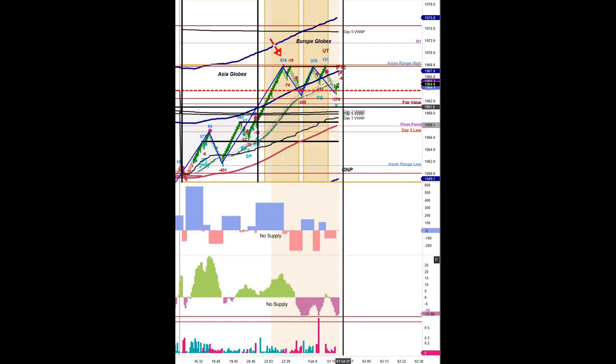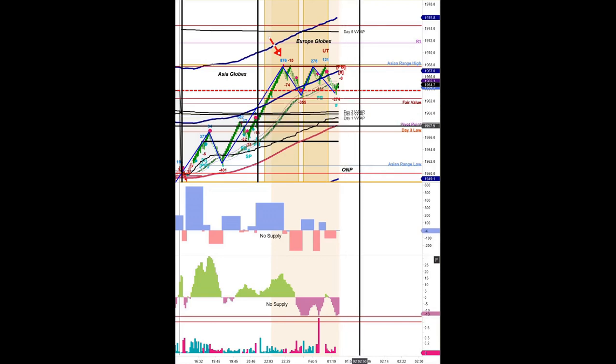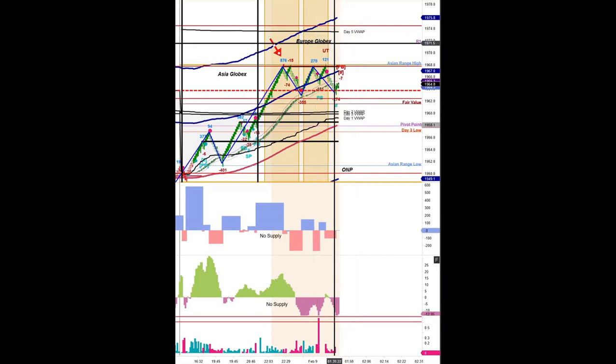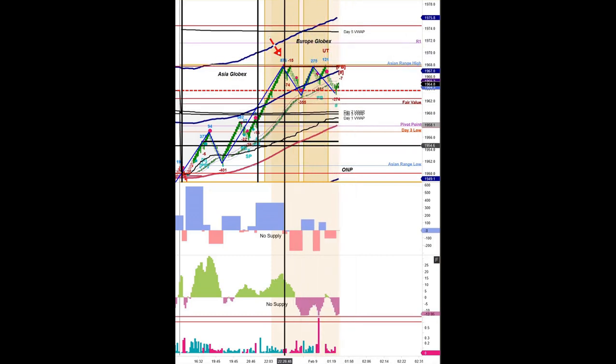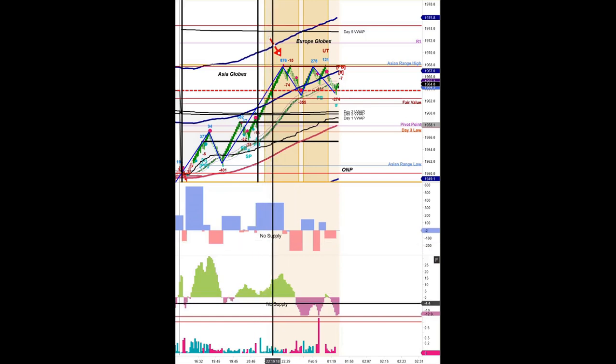VWAP 1, 2, and 3, notice how they're all clustered in this zone. That comes in at 1960 and change, and then we go to the pivot down here at 58. So 58 to 60 and change would be my first area of interest. So inventory supply has been shut off. The strength of the hits, no supply on cumulative delta.